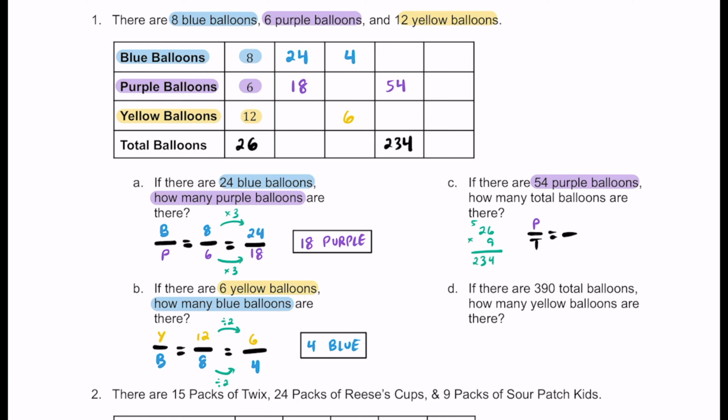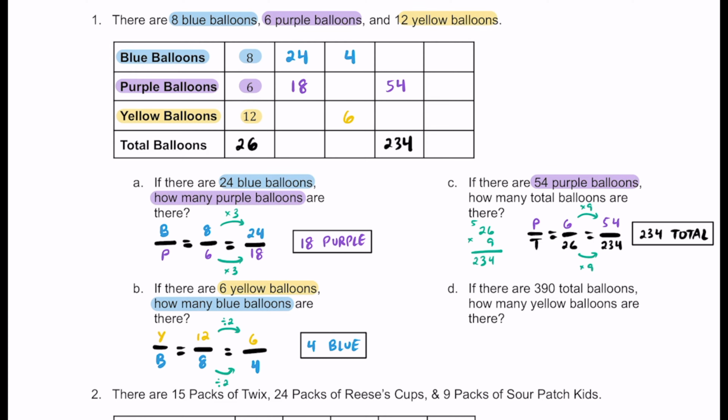And then for the original problem, we knew it was going to be 6 to 26. That was the original ratio of purple to total, 6 to 26. So then the question was, what if we had 54 of these purple ones? So 54, you can see here, that would be 9 times more of the purple balloons. So if we had 9 times more of those, we should have 9 times more of the total balloons, which we found out to be 234. So if there were 54 purple balloons, there should be 234 total balloons.